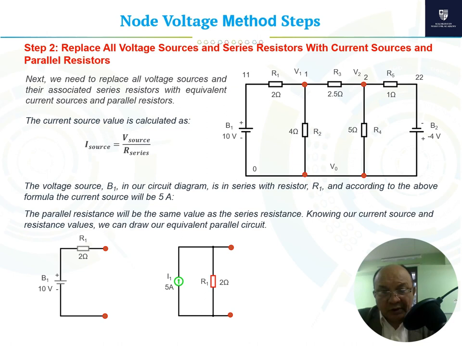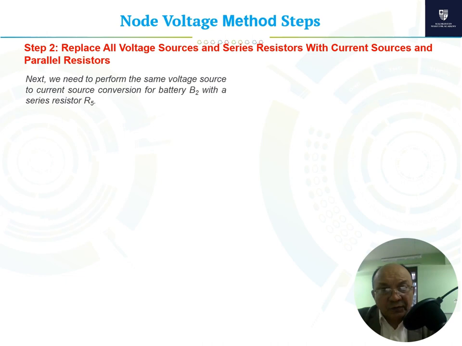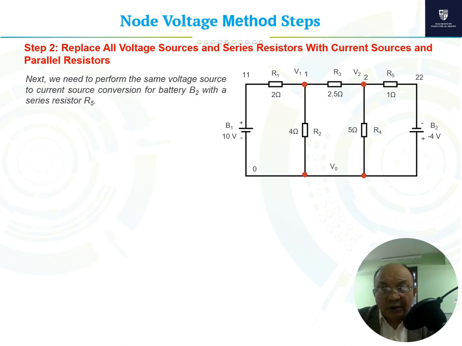Now we can do the same voltage source to current source conversion for battery 2 with the series resistor R5. Here we have battery 2 and series resistor R5. So with this part, the current source will be minus 4 volt because our resistance is 1 ohm. And then we can draw our parallel circuit for this current source.